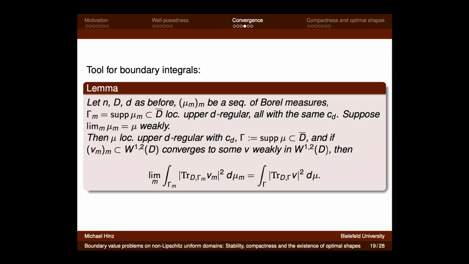If we have a sequence of Borel measures as before in the theorem, and they converge weakly to some measure mu, then local upper regularity is preserved, and containment of the support in the boundary is preserved. And if we take a weakly convergent sequence in this Sobolev space on the confinement, then we have this limit relation for the integrals on these gamma_n and gamma with respect to mu_n and mu.